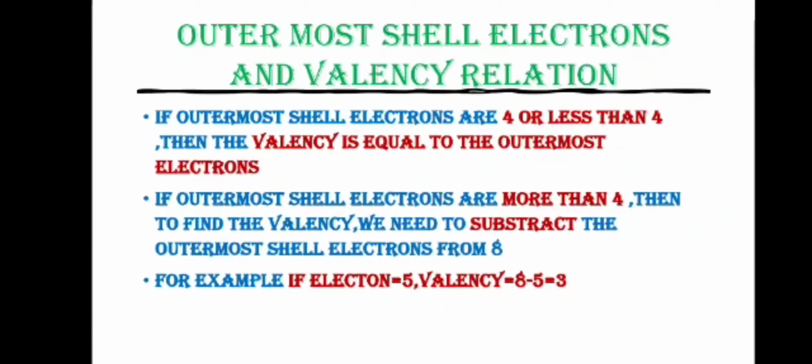In the first shell, 2 electrons can be accommodated. In the helium case, there are only 2 electrons, so they are stable. In the case of neon and others, the last shell can accommodate 8 electrons, right? So 8 electrons means they are stable. There is no need to go for any chemical reaction, no need of sharing, gaining or losing electrons. So they are stable, and they will have valency 0. These are the 3 situations.